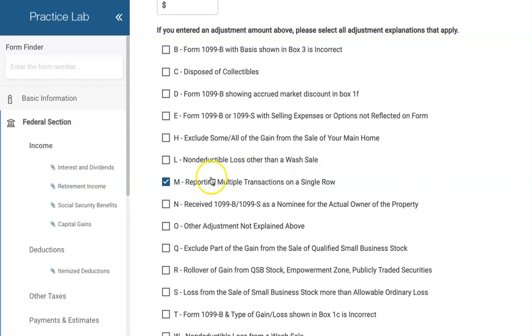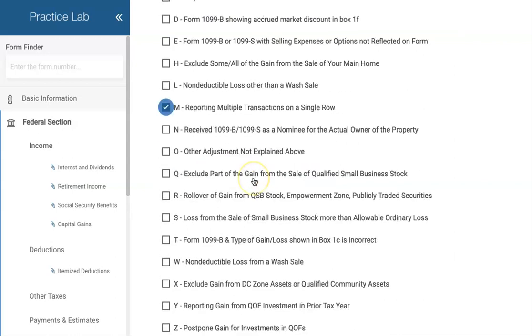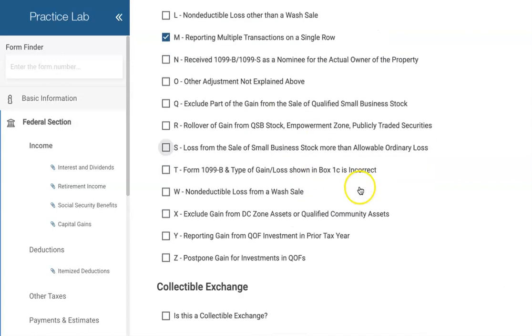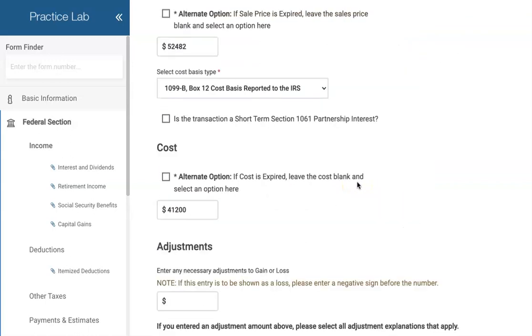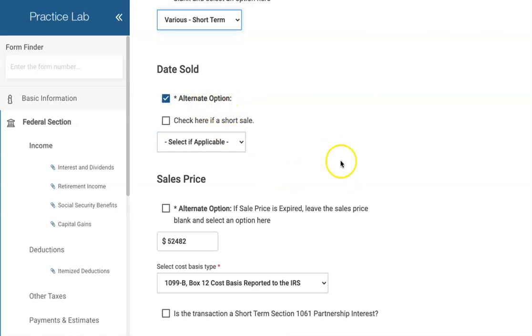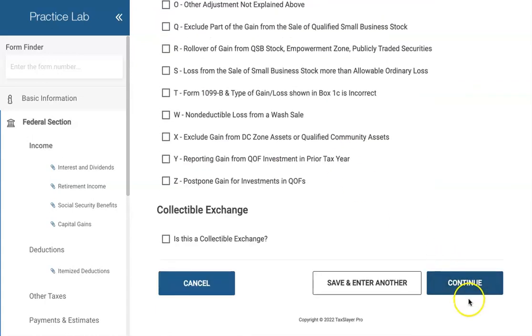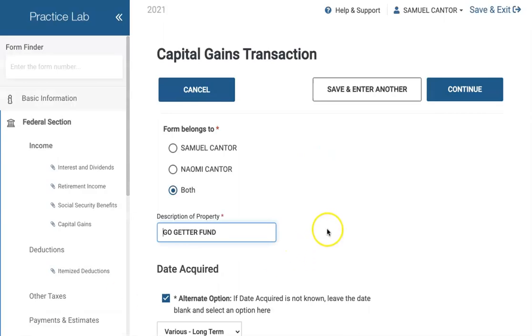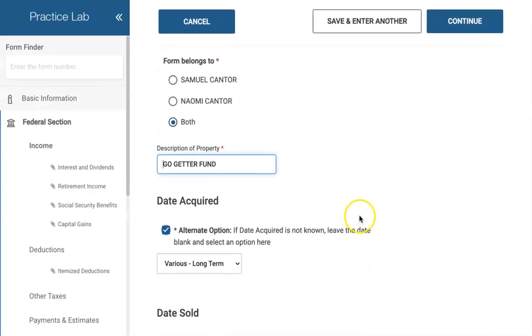You make no adjustments. And again, clicking M is critical here, both to be correct and also to have that date sold alternative option work. So we click continue. And we're going to look at the long-term transactions, which is pretty much the same. The only difference here is description of property is go-getter fund. That can be done because both long-term sales were from the go-getter fund.